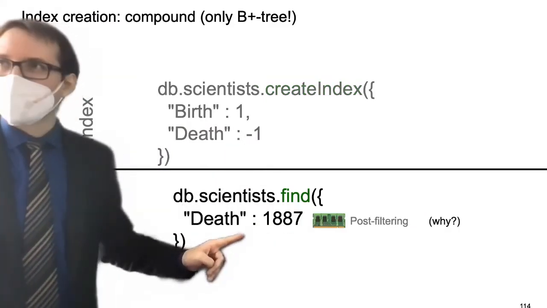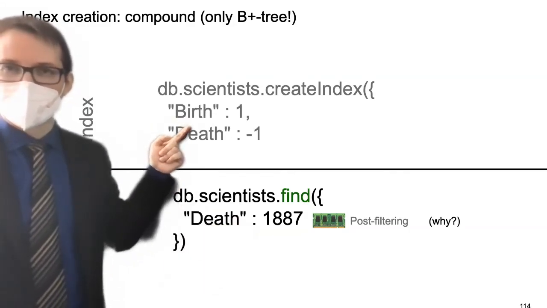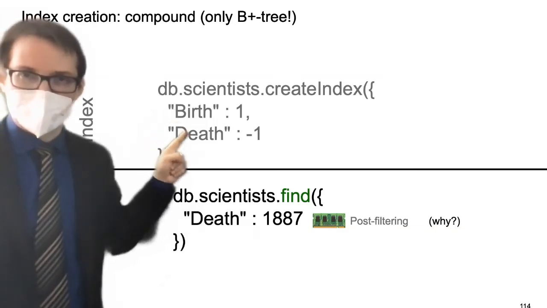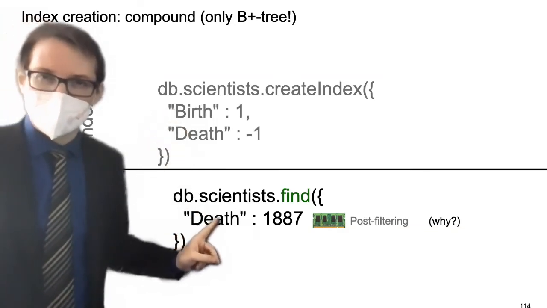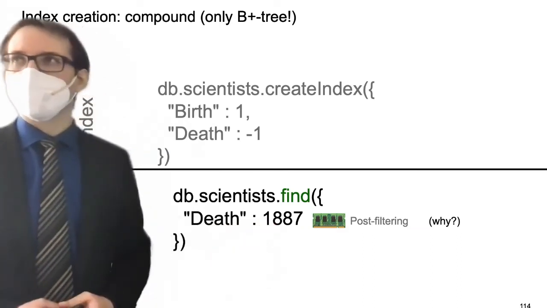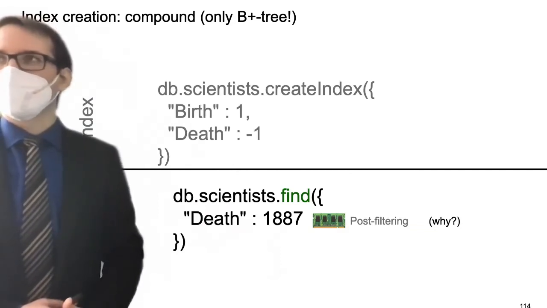This doesn't work. Does anybody see why, if you have an index that is a tree that's sorted first by birth and then by death, if you query specifically for a specific death here, you will not find anybody? Oh, sorry, you will not efficiently find. Can anybody tell me why?